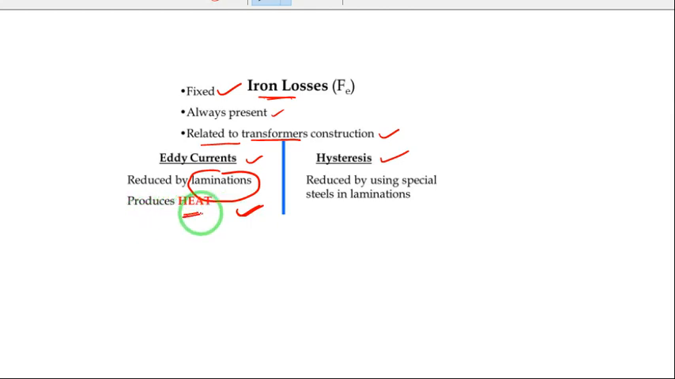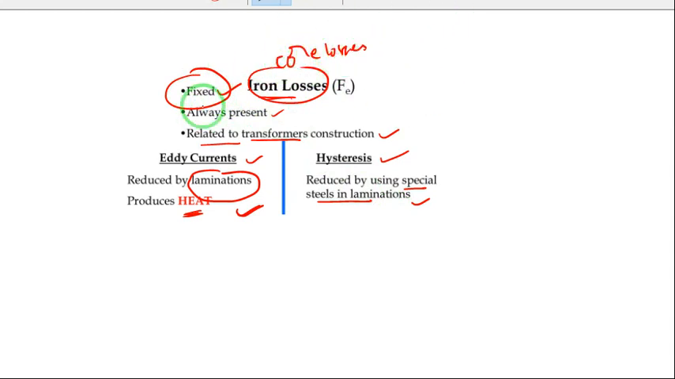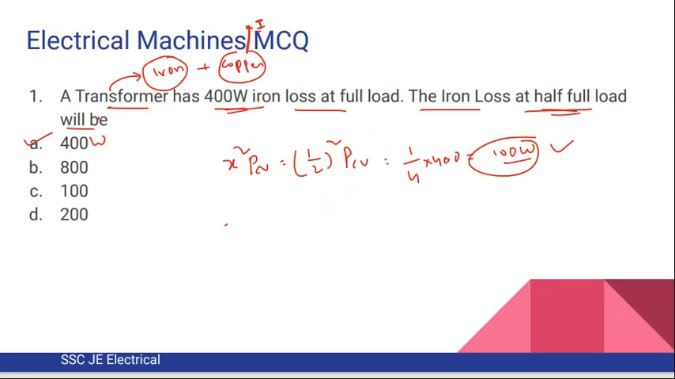Eddy current losses produce heat. Hysteresis losses can be reduced by using special steel in laminations, okay. Hope you understand, these are the fixed losses. Iron losses can also be called core losses. This is additional information regarding this question. Therefore, iron losses won't depend on load, copper losses only depend on load, so the answer is 400 watts.